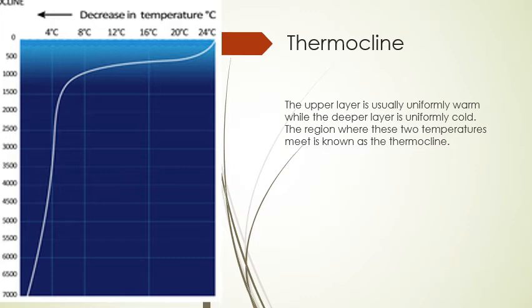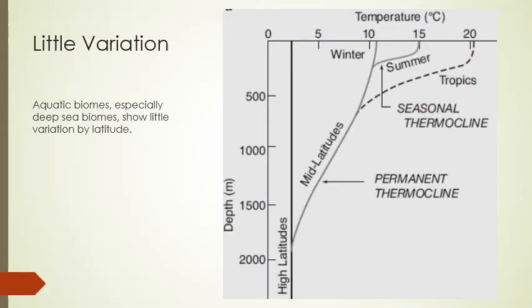The thermocline is the region where warm temperature meets cold temperature, and it's a very, very rapid change. Here, you can see that where the line is almost horizontal, that's the thermocline. So worldwide, there's very, very little variation in the temperatures at the bottom of the ocean.